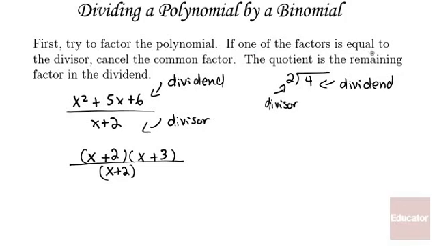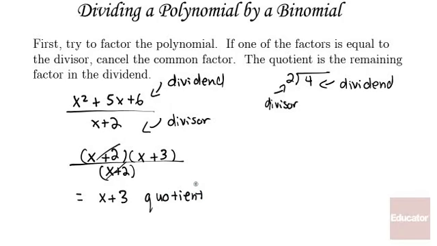So if one of the factors is equal to the divisor, cancel the common factor. So I do have a common factor here. One of the factors is equal to the divisor. Canceling my common factor. Therefore, the quotient, the result of this, is the remaining factor in the dividend.